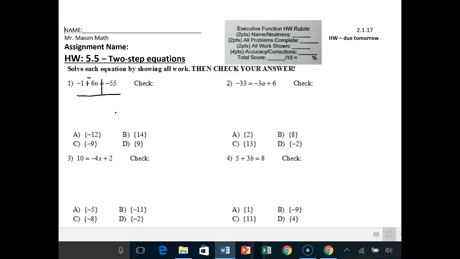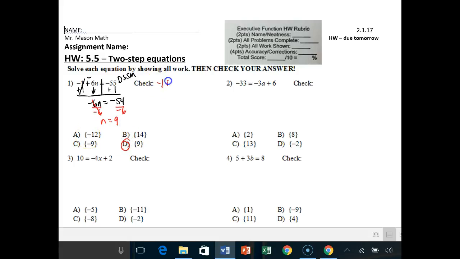All right, so first one, we're going to add 1 to both sides. Cancels off. Drop down negative 6n, not just 6n, is equal to negative 54. That was a DSSM, different sign, subtract. Keep the sign that is more. We had more negatives there. We end up dividing by negative 6, not just 6, and we get n is equal to positive 9. Notice negative 9 was also an option.